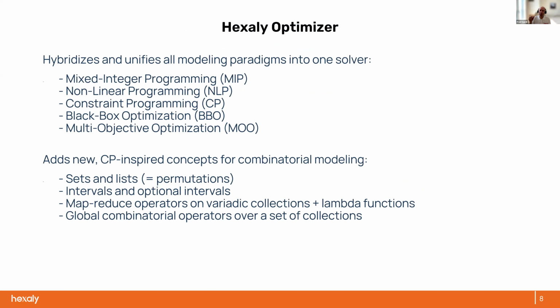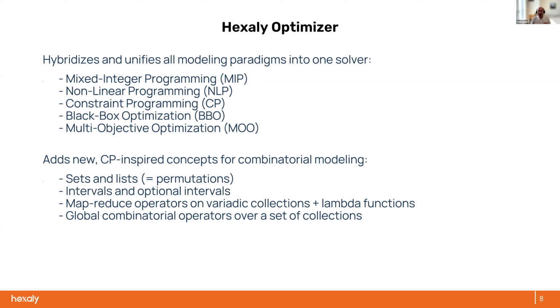So Hexaly Optimizer at the modeling level has a very broad modeling interface, again accessible in Python. It mixes and unifies different modeling paradigms. Mixed integer programming, which is the mainstream we all know, but also nonlinear programming, constraint programming, black box optimization, and multi-objective optimization. And in addition to that, because it's not limited to what was existing, we have added some new concepts, CP-inspired, I would say, constraint programming inspired.